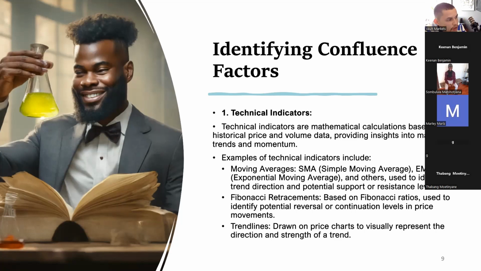So the first thing is technical indicators. This is one of the main things people use to identify their trades, because this is how we do our analysis. So technical analysis, for those who don't know, is the studying of historical data in order to make real-time decisions. So technical indicators are mathematical calculations based on historical prices and volume data, providing insights into market trends and momentum. So examples of technical indicators include moving averages, Fibonacci retracements, and trend lines.